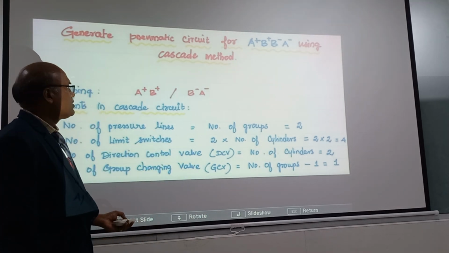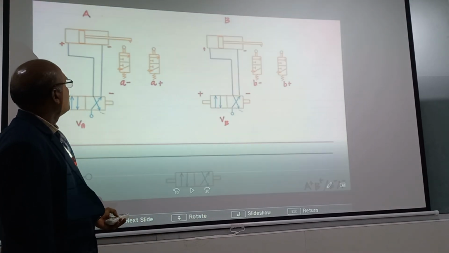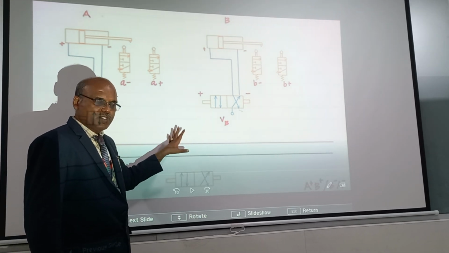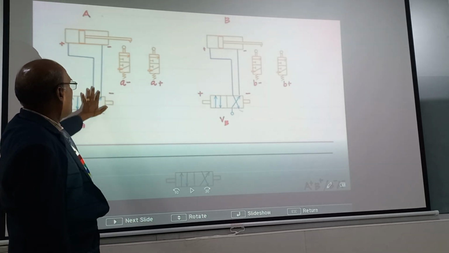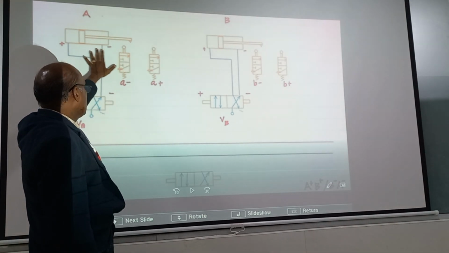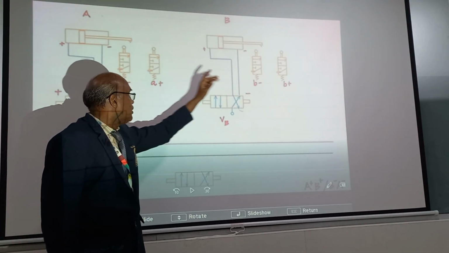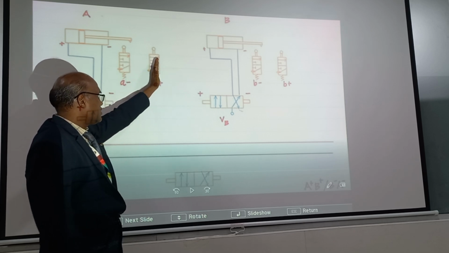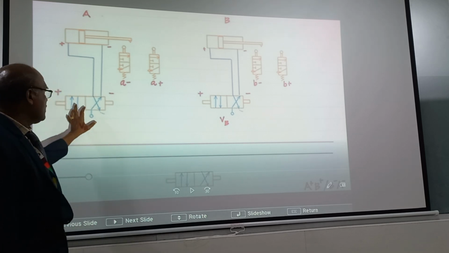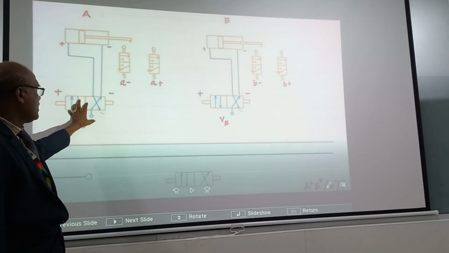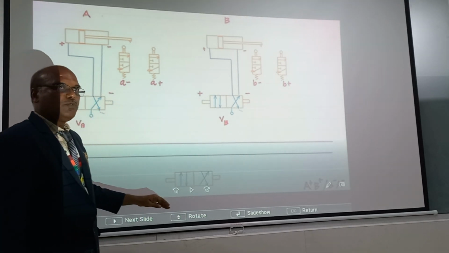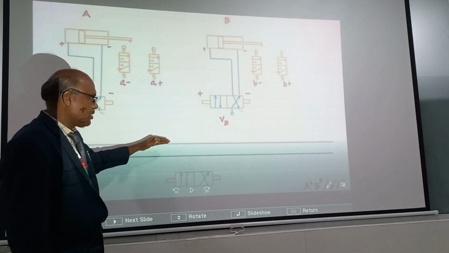Now we go to the circuit design. First, you draw the basic circuit components. Based on the formula from the first slide, the problem gives 2 cylinders, A and B. Each cylinder requires 2 limit switches, so I have drawn 2 limit switches, one on the left side and one on the right side. Similarly, there are another 2 limit switches for the B cylinder. Then you draw a direction control valve for each cylinder. Then you go for the 2 pressure lines we have calculated here.